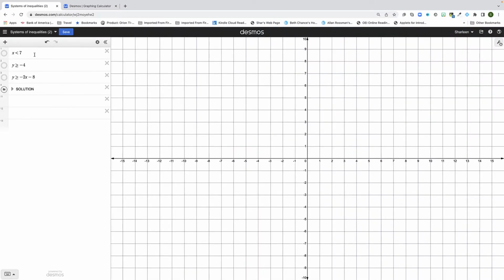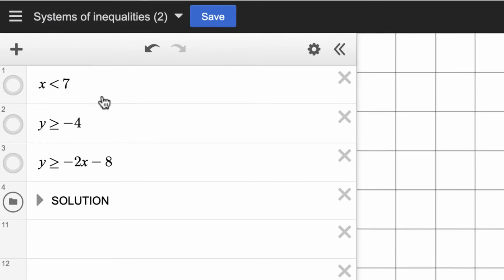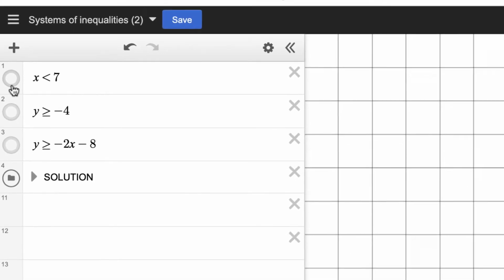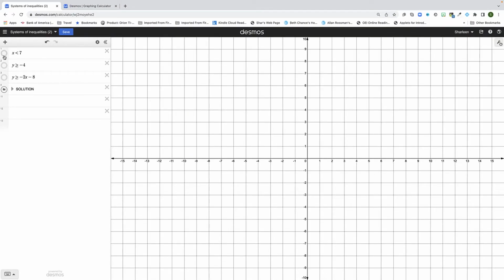I've added the three inequalities to the left-hand side, and one at a time, I'm going to click to reveal the shaded area for each so we can see how the graph changes with each additional inequality. Remember, we're looking where all three shaded areas overlap on this one.